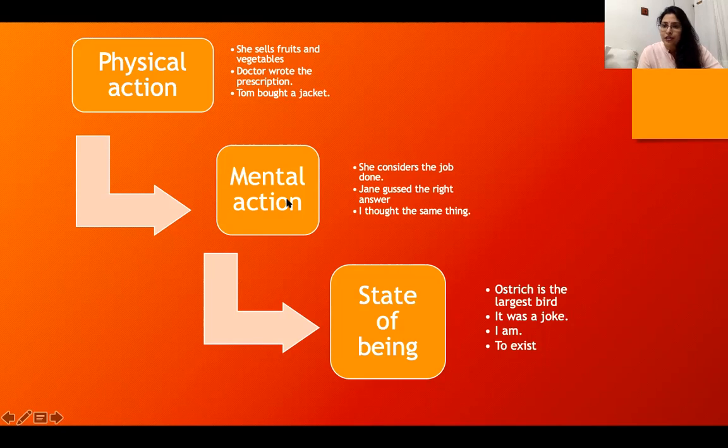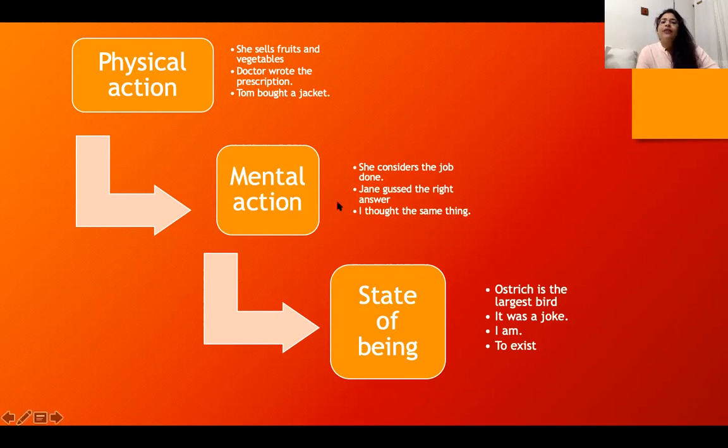What is mental action? She considers the job done. She has considered in her mind that the job which was assigned to her, जो काम उसको दिया गया था, she has done and dusted. She has completed it. Okay. So that is in her mind. She is thinking it or she's considering it.